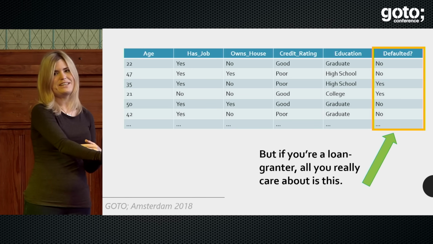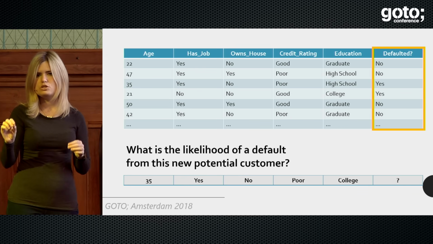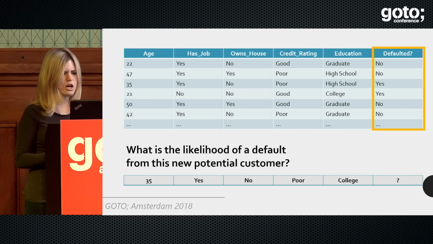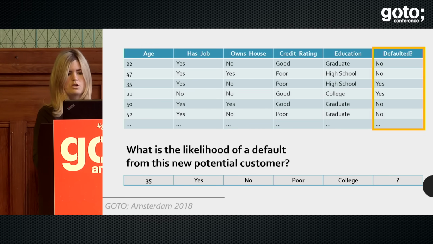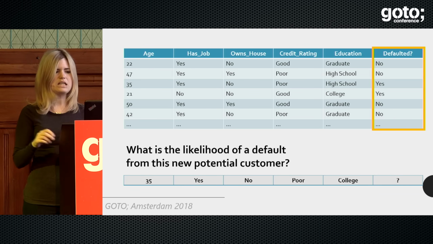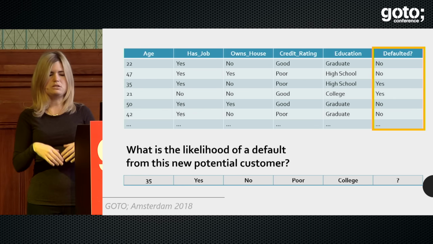And really, really, all you care about is what is the likelihood of a default from this new potential customer, this 35-year-old who has a job, who does not own a house, who has bad credit, but who went to college. What is the likelihood that he would pay me back on time? And you can do something like build a decision tree.